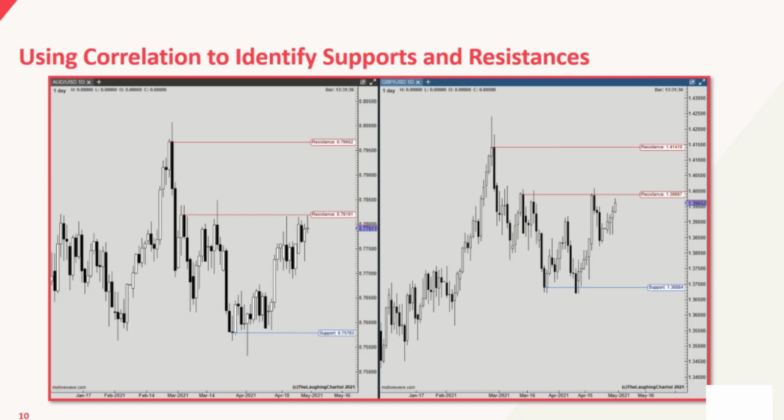All right, so on the left hand side, I have Aussie dollar. On the right hand side, I have pound dollar. This is very recent. You can see the chart is really just this week. We're right at the end of April. Okay, so why I chose these two charts? They are correlated. How are they correlated? Can anyone take a guess? How are they correlated? Aussie dollar and pound dollar. What links these two FX pairs together?